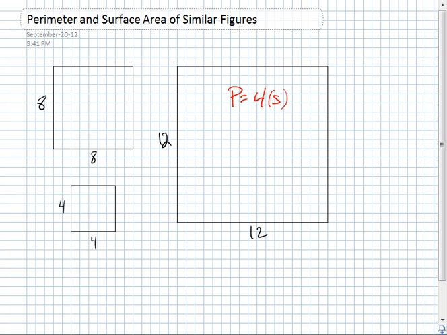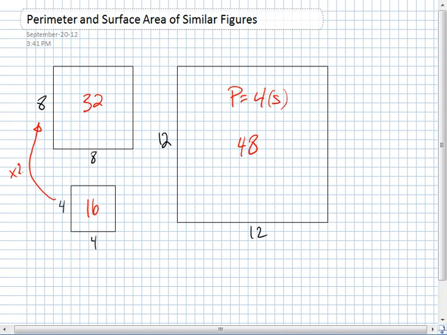Okay, the perimeter of a square is simply 4 times the side length. We're using squares and circles here just because they're really easy. So this is going to be 16, this is going to be 32, and this is going to be 48. Hopefully we notice that to go from here to here I went times 2, and my perimeter also went times 2. From 4 to 12 is times 3, and from 16 to 48 is also times 3. So for the perimeter of similar figures, it's a 1-to-1 ratio: if you double the side length, you double the perimeter.